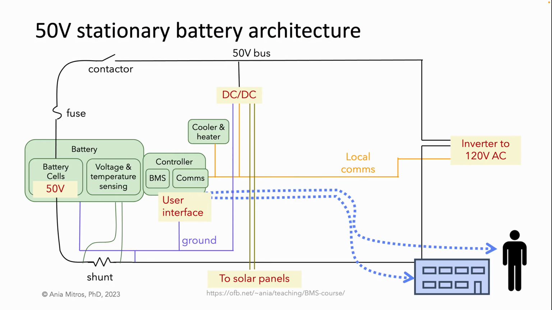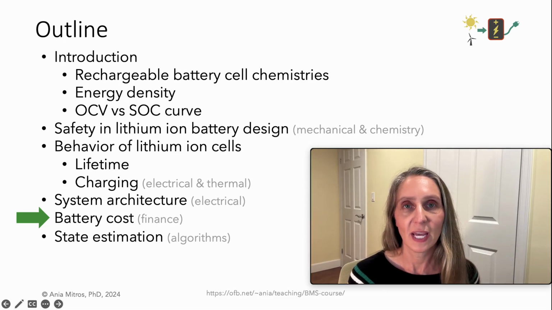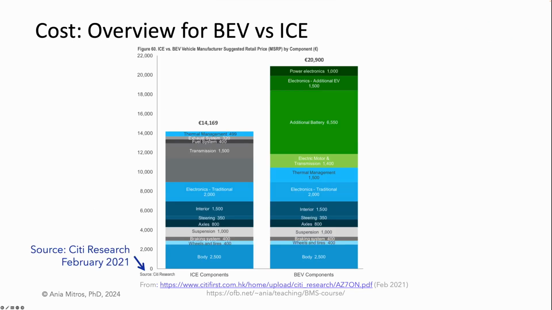Simpler, eh? You might imagine that something like an unmanned drone might be simpler yet. Let's talk a little bit about the business side, about cost specifically. Let's start with a report from Citi, a financial institution, dated February 2021.